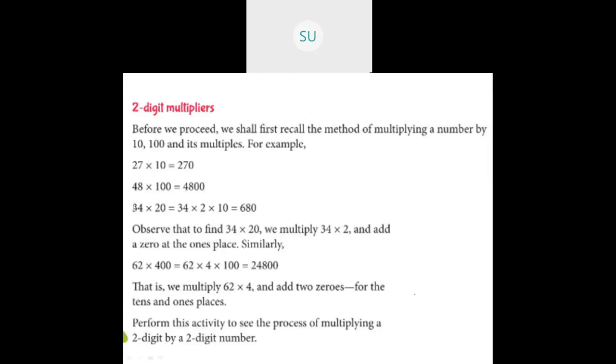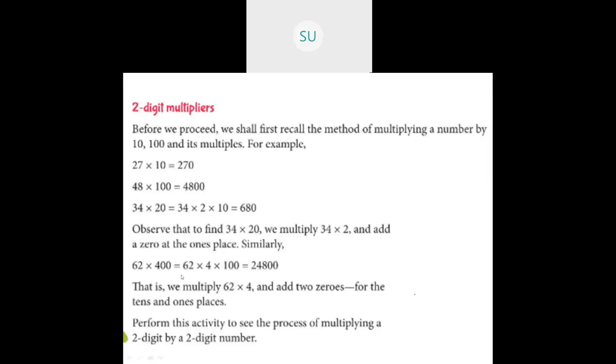Here now in 34 into 20. What you can do is just multiply this 2 and 34. So when you multiply 34 into 2, you get 68. And here we have 1 zero, so we'll put 1 zero after 68. So that is 680. Now same way here, 62 into 400.